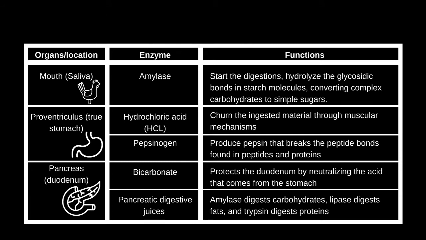At the duodenum, or the beginning of the intestine, there is bicarbonate that is secreted by the pancreas. It protects the duodenum by neutralizing the acid that comes from the stomach. There are also pancreatic digestive juices: amylase digests carbohydrates, lipase digests fats, and trypsin digests proteins.